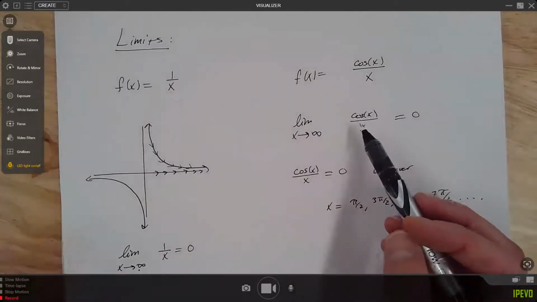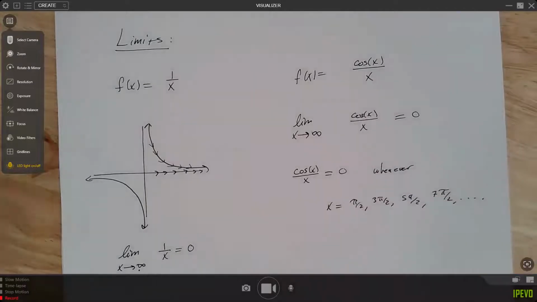This limit is 0 because this function can get as close to 0 as we want it to, and we can make x really, really large.